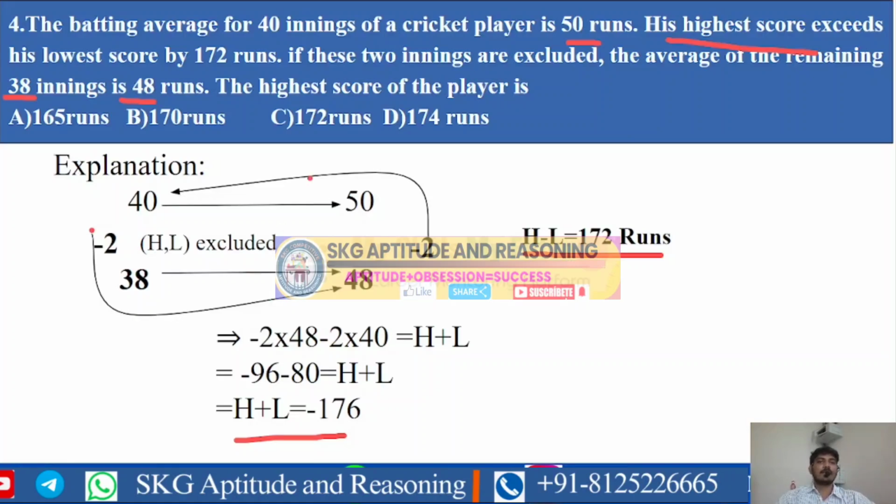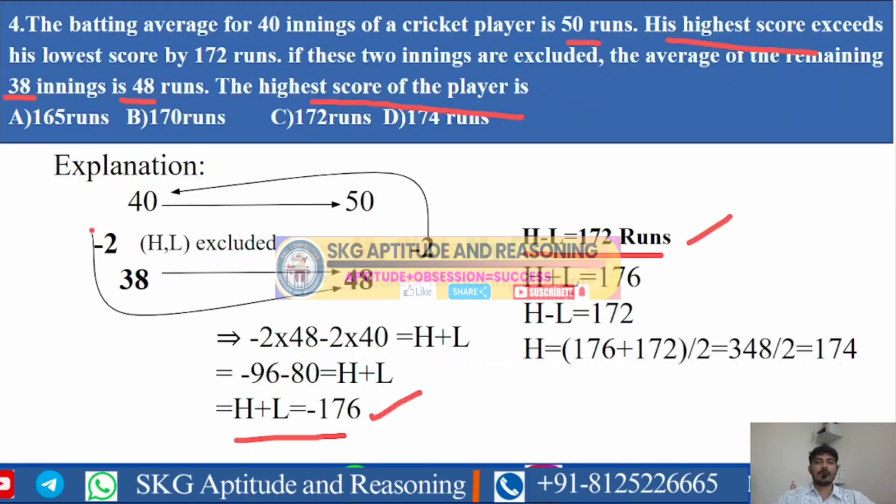Next, what did he ask in the question? What is the highest score of the player? We need to find the highest score of the player. So we had the difference of highest minus lowest and highest plus lowest. If we solve these two equations, I definitely get the highest score match was 174 runs. Then, sir, what is the lowest score match runs? The lowest score match runs are just 2 runs. So the answer for this problem is that the highest runs was 174, which is presented in option D. I hope you are clear with this explanation.